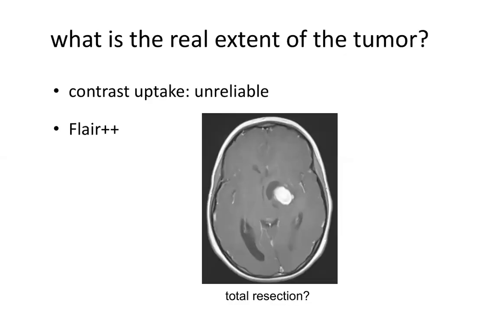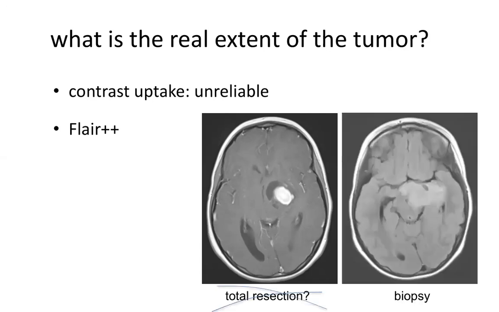And we have to know exactly what is the real extent of the tumor. We have to be very cautious about the injected T1 because contrast uptake can be unreliable. In this case, it looked like a tumor in the thalamus with some cyst. We could envision a tumor resection. However, if we look at the FLAIR, we see that there is a very diffuse infiltration of the optic chiasm, of the hypothalamus, the optic tract. So there was no way we could do a total resection.